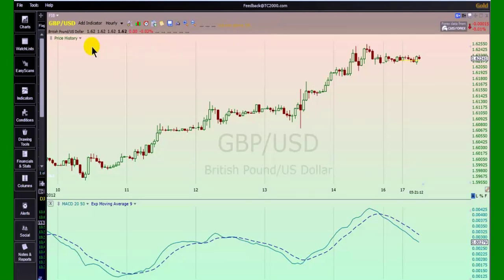And right here, we are on the hourly chart of the pound-dollar currency pair. And I'm using the MACD 2059. This is not the standard MACD. I'm using the MACD 2059, okay? 20, 50, and 09, alright? This MACD is called the hourly MACD. It's a MACD that is suitable for the hourly chart.